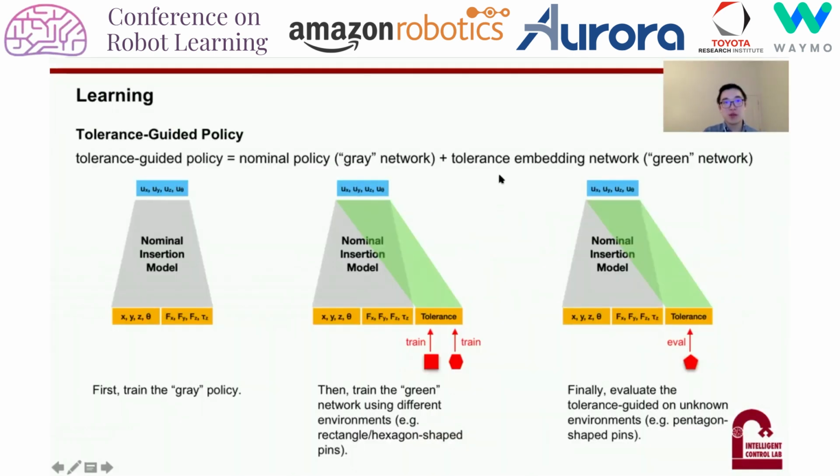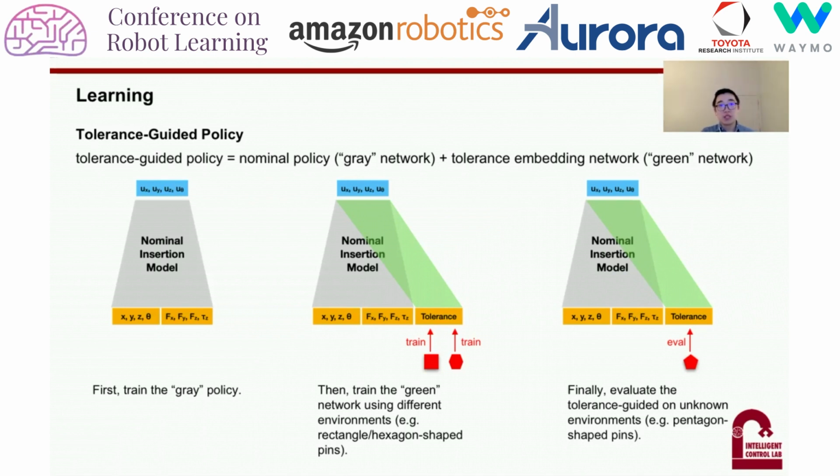Our proposed policy is called tolerance-guided policy, which includes two parts: the nominal policy, which is the green network in the figure, and the tolerance embedding network, which is the green network in the figure. The nominal policy takes states and outputs actions. The tolerance-guided policy takes the low-dimensional task encoding, encoded by the tolerance model, as input to capture task specification.